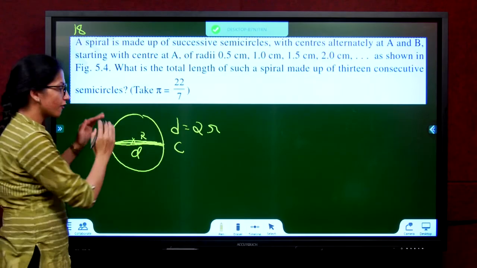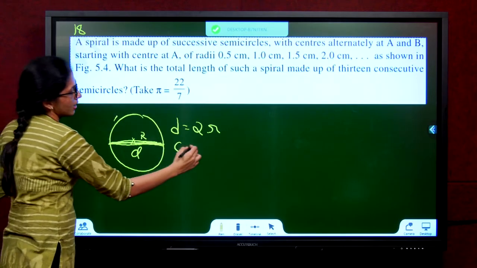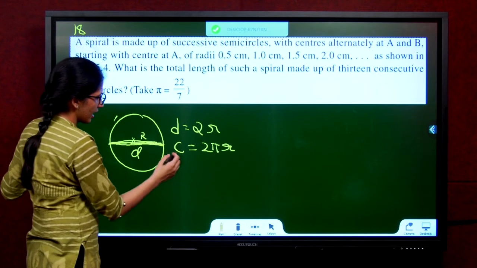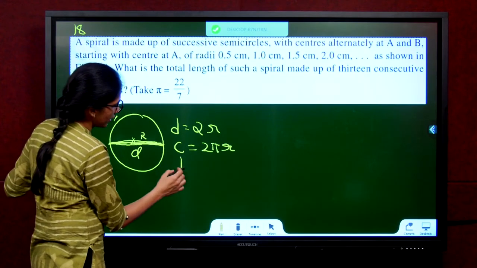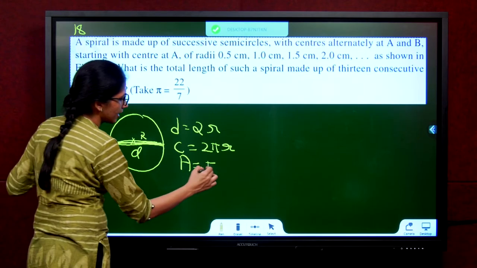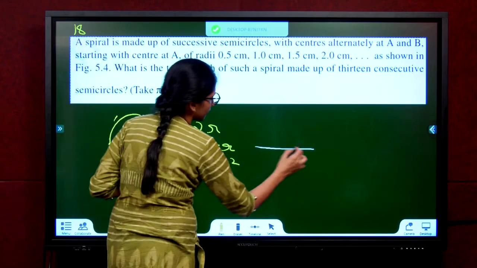That is like, let's say you are fencing the area. If you're putting fence, you're going to put only outside, right? That formula is 2 pi r. And then next, you have area. Area is equal to what? Pi r square.